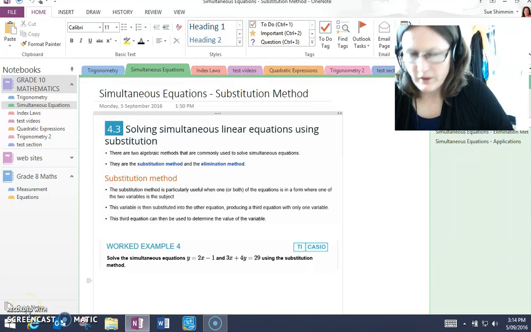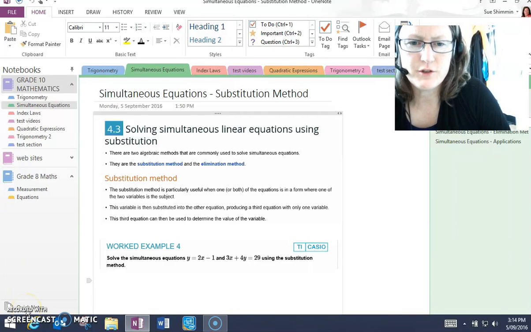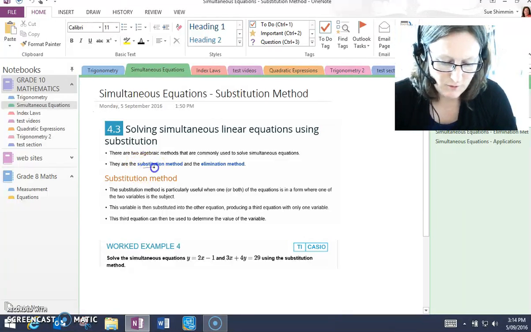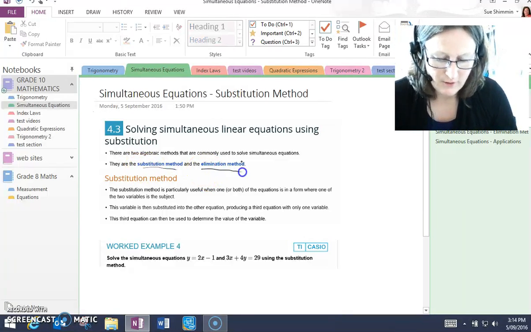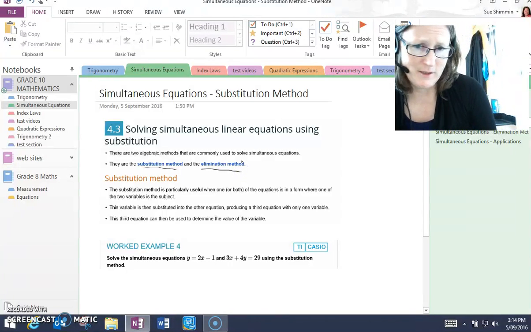Okay, so we're going to look at how to solve simultaneous equations using the substitution method. There are two methods, substitution method and elimination method. So this video focuses on the substitution method.